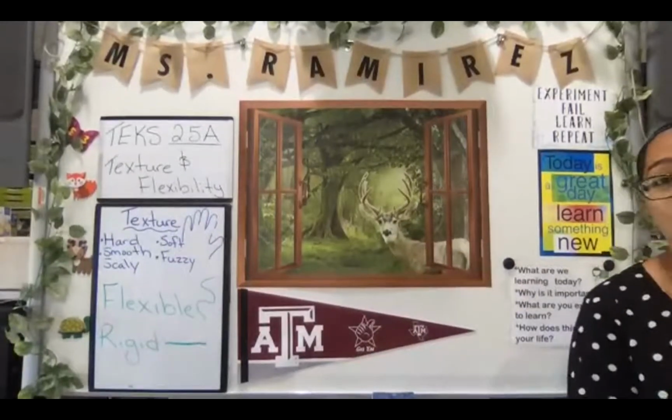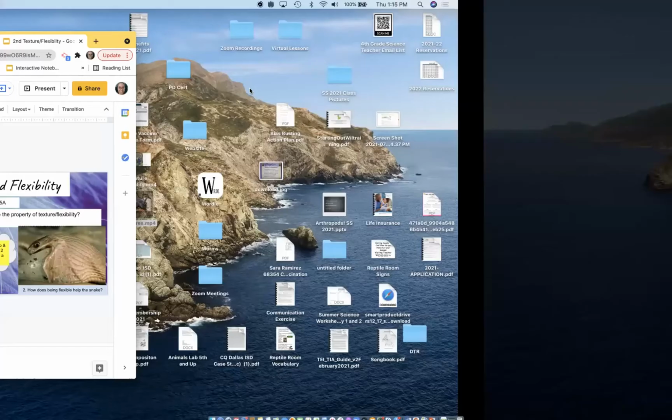Now, when I said she was a carnivore, that just means that she only eats meat. So she gets fed things like mice. So I'm gonna go ahead and share my screen with you guys, and we'll take a look at some other examples.